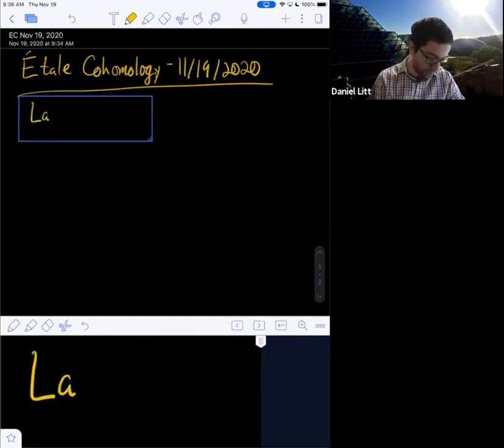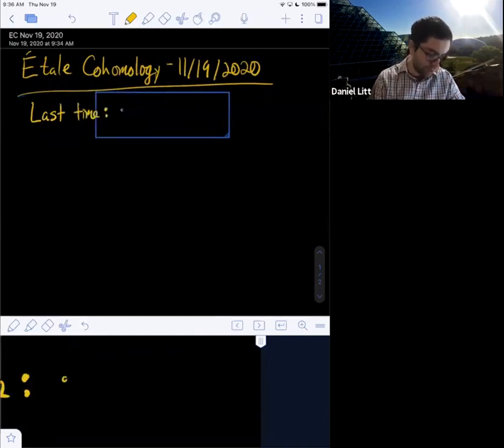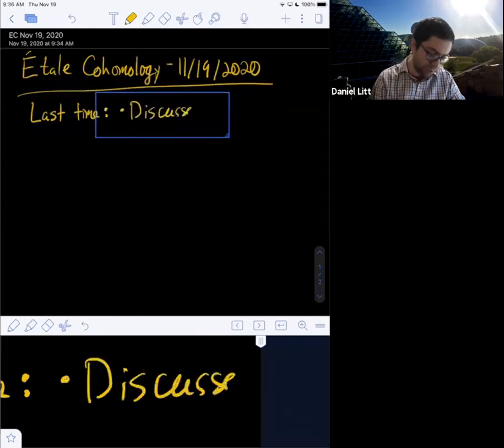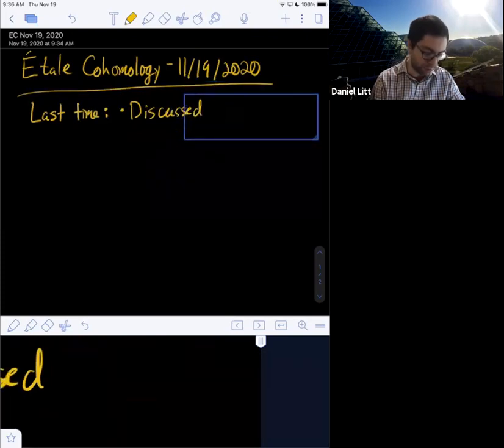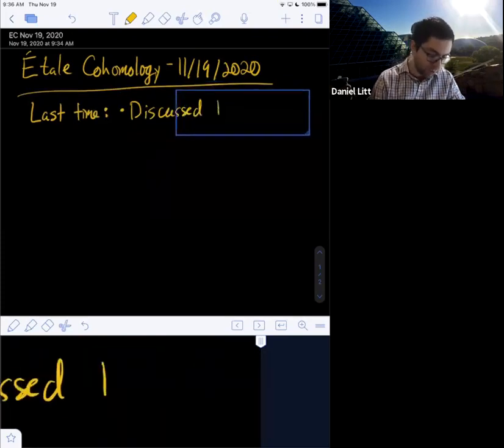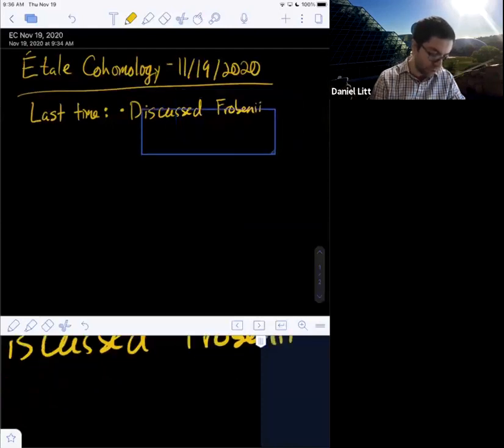So last time we did some preliminary reductions. We discussed Frobenius and precisified the statement of the theorem we're trying to prove.